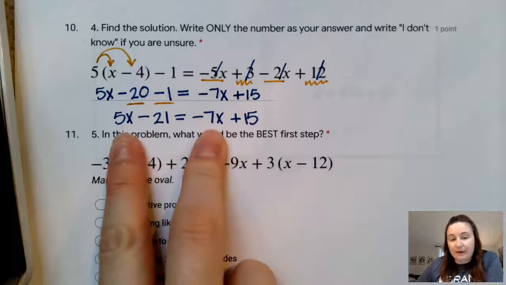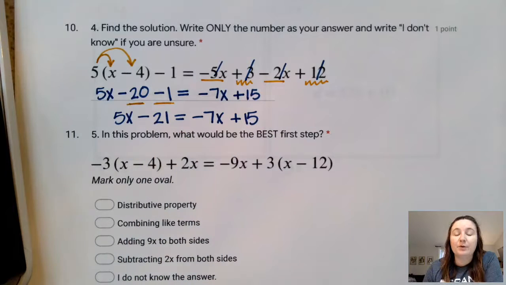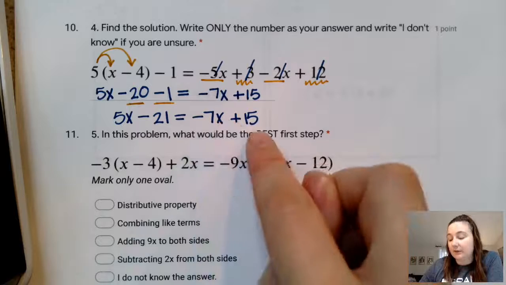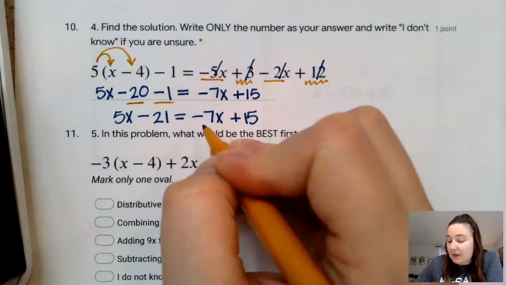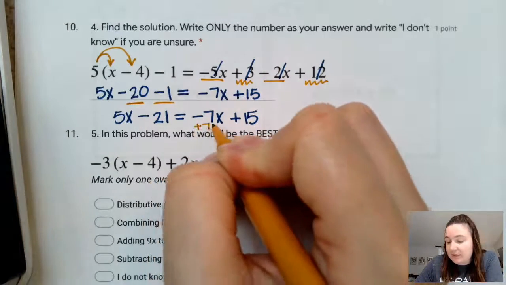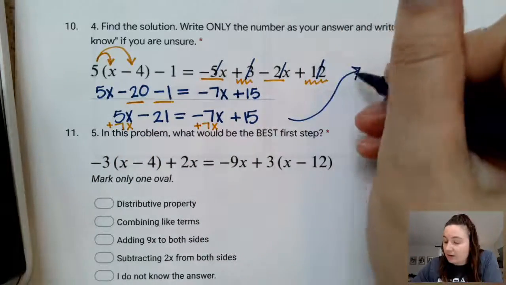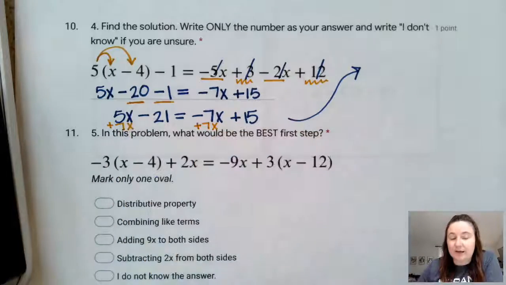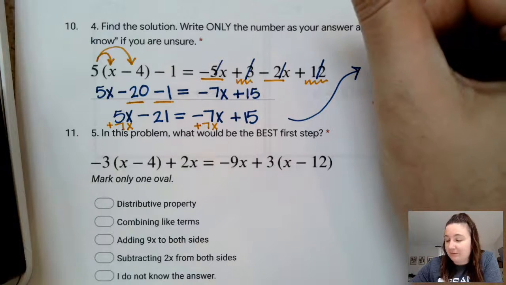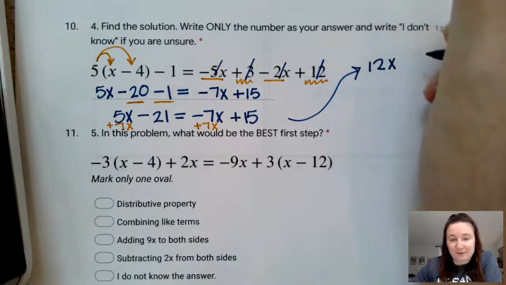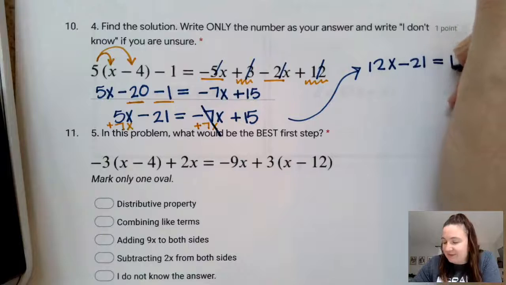And now I have variables on both sides and constants on both sides, and so I can start by moving whatever I want. So I can move the 7 or the 15, the 21 or the 5. It doesn't matter. I'm going to start by moving this 7x because it's negative. I'd like to add it and get rid of the negative. So 5x plus 7x gives me, I always struggle with this one, 12x. Don't know why. And then I have minus 21 equals 15.